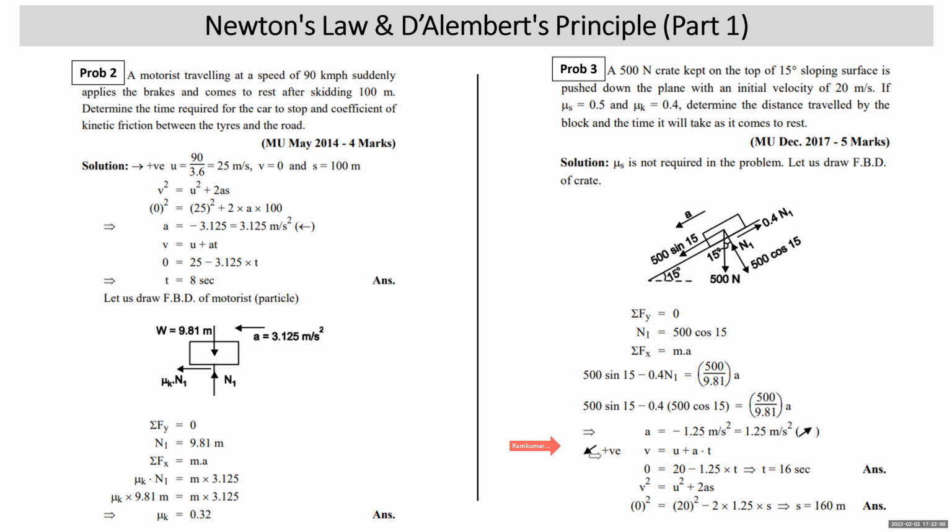Now, when we are writing the equation of motion, we take down the plane positive. I apply the equation of motion, v is equal to u plus at. V is 0, it comes to rest. Initial velocity is 20, that is down the plane. Acceleration is up the plane, so we write minus 1.25 into t.